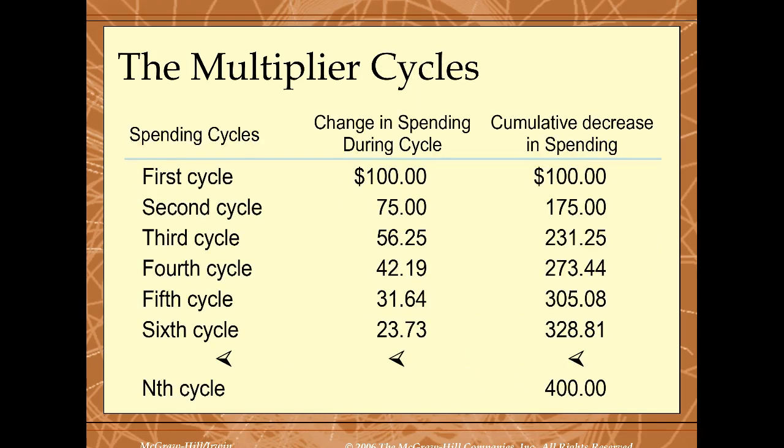And again, we don't have to go through each cycle to figure this out. We could do a very simple calculation, which is the initial change in spending, times the multiplier. And that's going to give us this number right here.